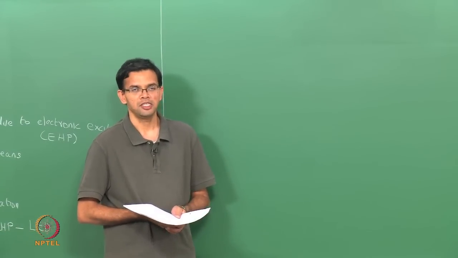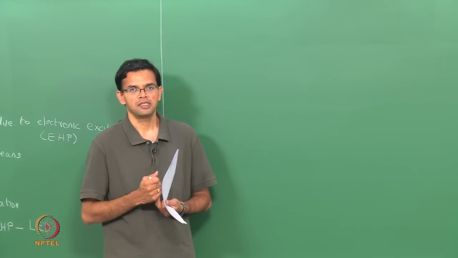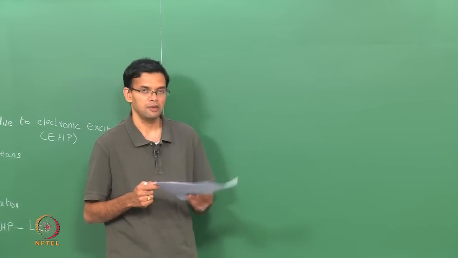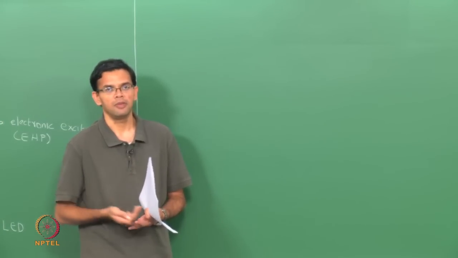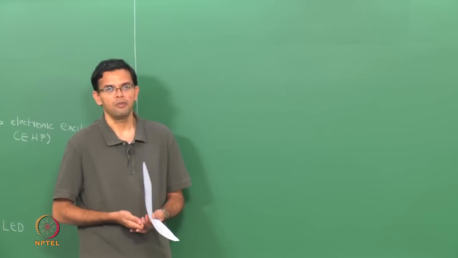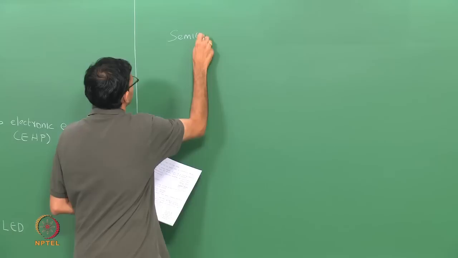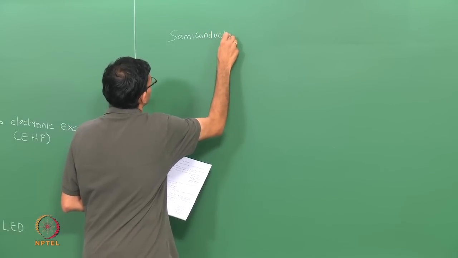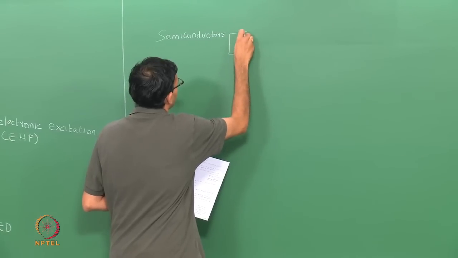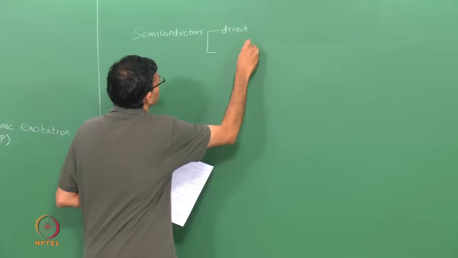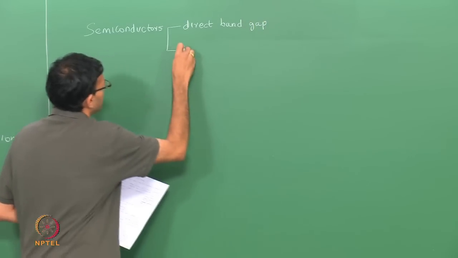So, if you have a p-n junction, we typically inject the minority carriers. These carriers can then recombine, and we saw that depending upon the type of semiconductor, the recombination can either be dominated by photons or it can be dominated by heat. So, we have seen earlier that semiconductors are essentially two types. So, you have your direct band gap and you have your indirect band gap.